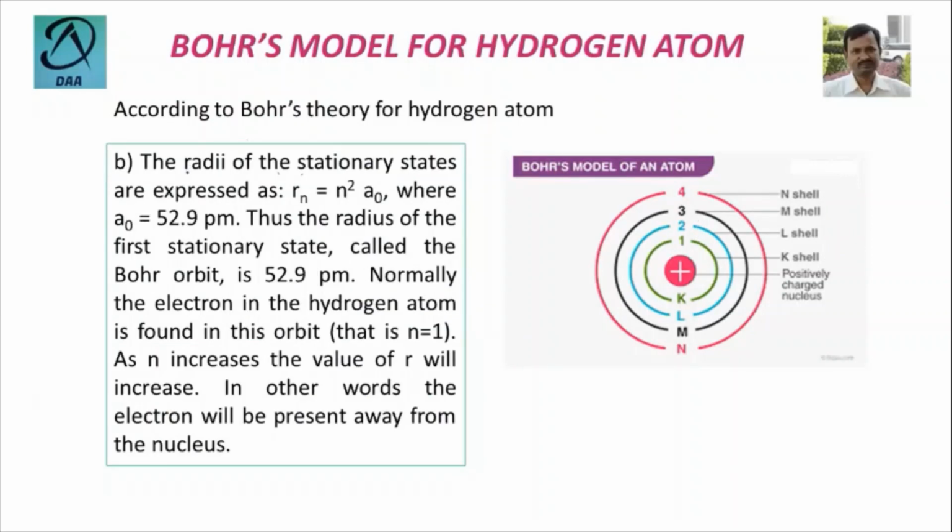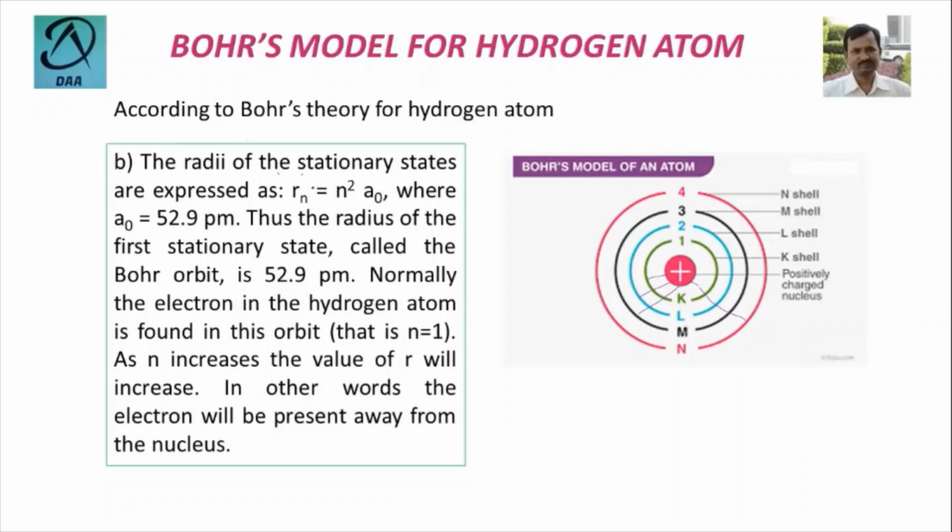Point B, the radius of stationary states. These are all the radii. This is the radius for n equal to 1. This is the radius for n equal to 2. This is the radius for n equal to 3. And this is the radius when n is equal to 4.